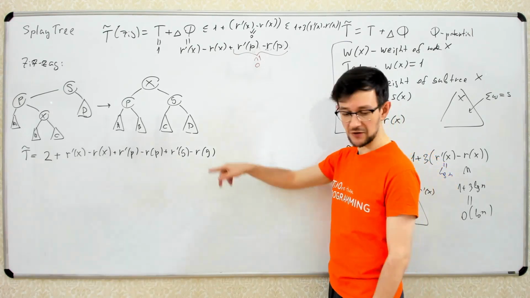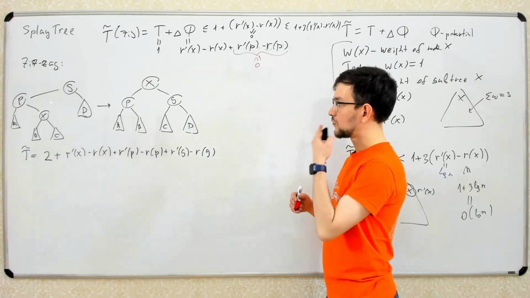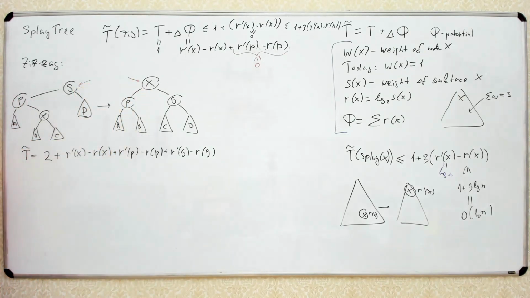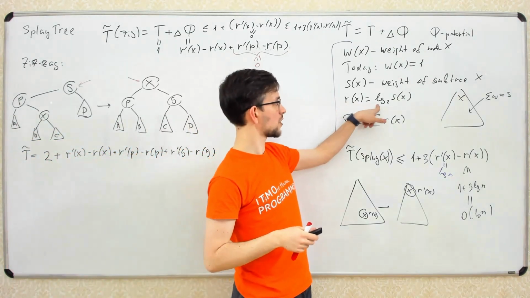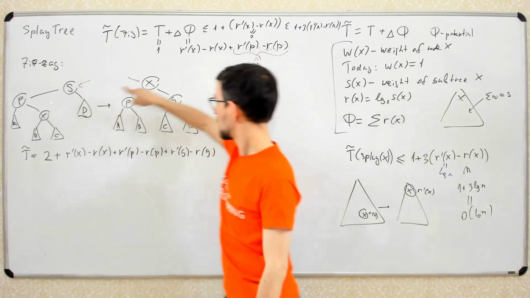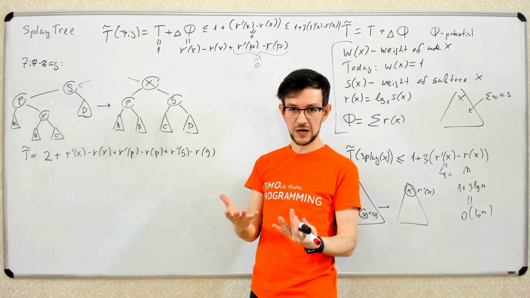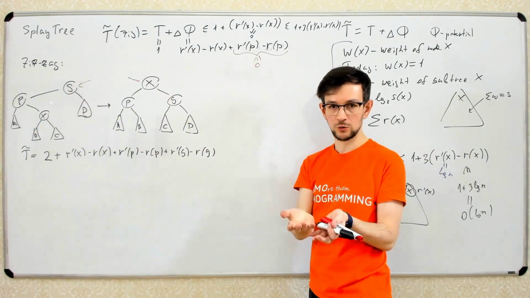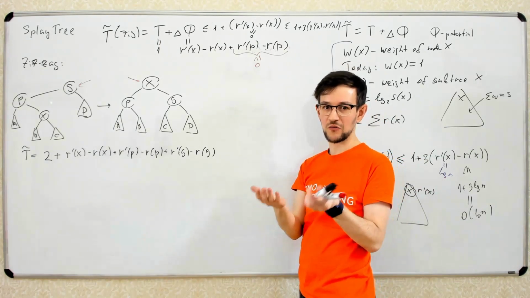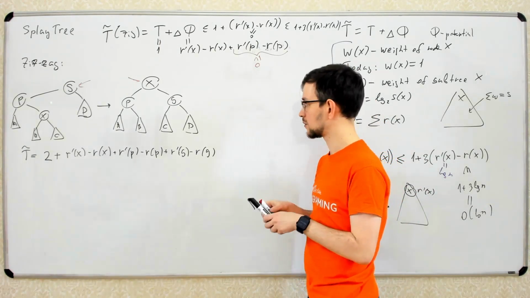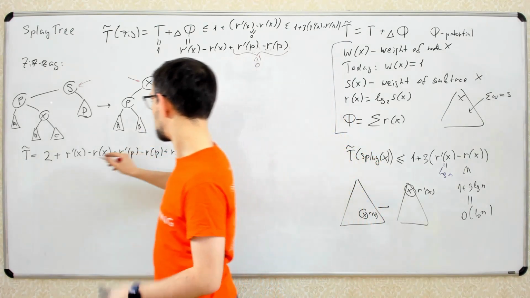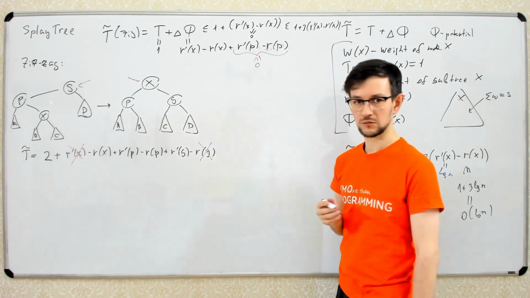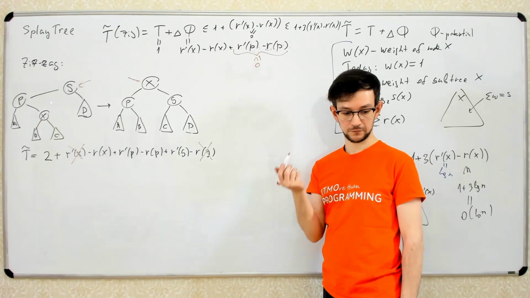Well, let's simplify this. First, let's see that this node and this node have the same ranks. Again, rank is just the logarithm of the size. So all of G and this new X have the same size. This node contains all these nodes, and this node contains all these nodes. So it's the same set of nodes. They have the same size, sum of weights. So the rank of these two nodes is the same. So we have plus new rank of X and minus rank of G. They just eliminate each other because they are the same, right?